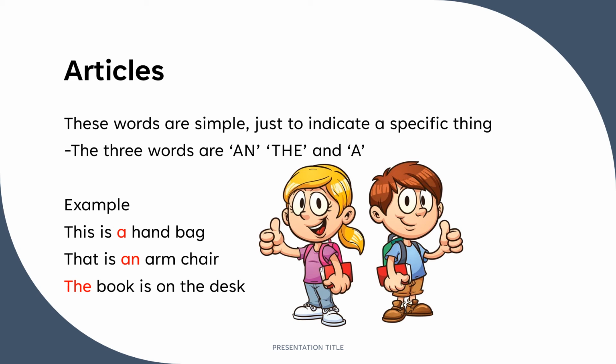Now we have articles. These words are simple, just to indicate a specific thing. The three words are an, the, and a as articles. I have 3 examples for you using all 3. First, this is a handbag. That is an armchair. The book is on the desk. And I've highlighted all 3 in red, as usual.